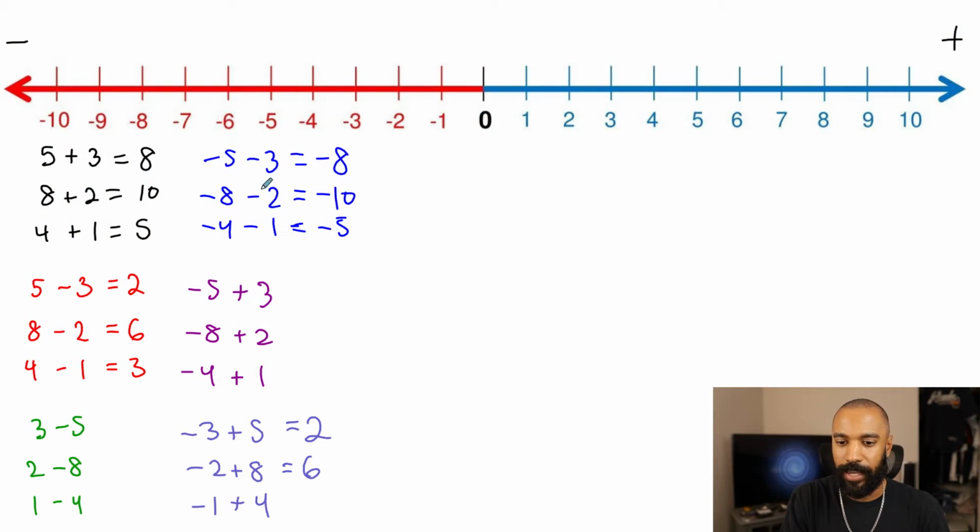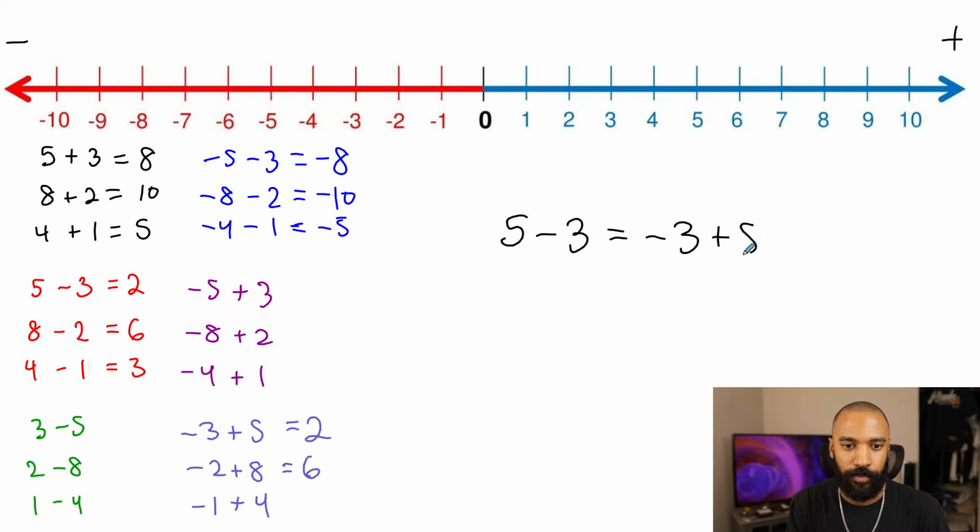So let's look back at the fact that 5 minus 3 and negative 3 plus 5 are the same thing. Why are 5 minus 3 and negative 3 plus 5 the same thing? Well, this is where I said that I was going to be turning everything into plus. This is where that plus negative can really help. 5 minus 3 is 5 plus negative 3.